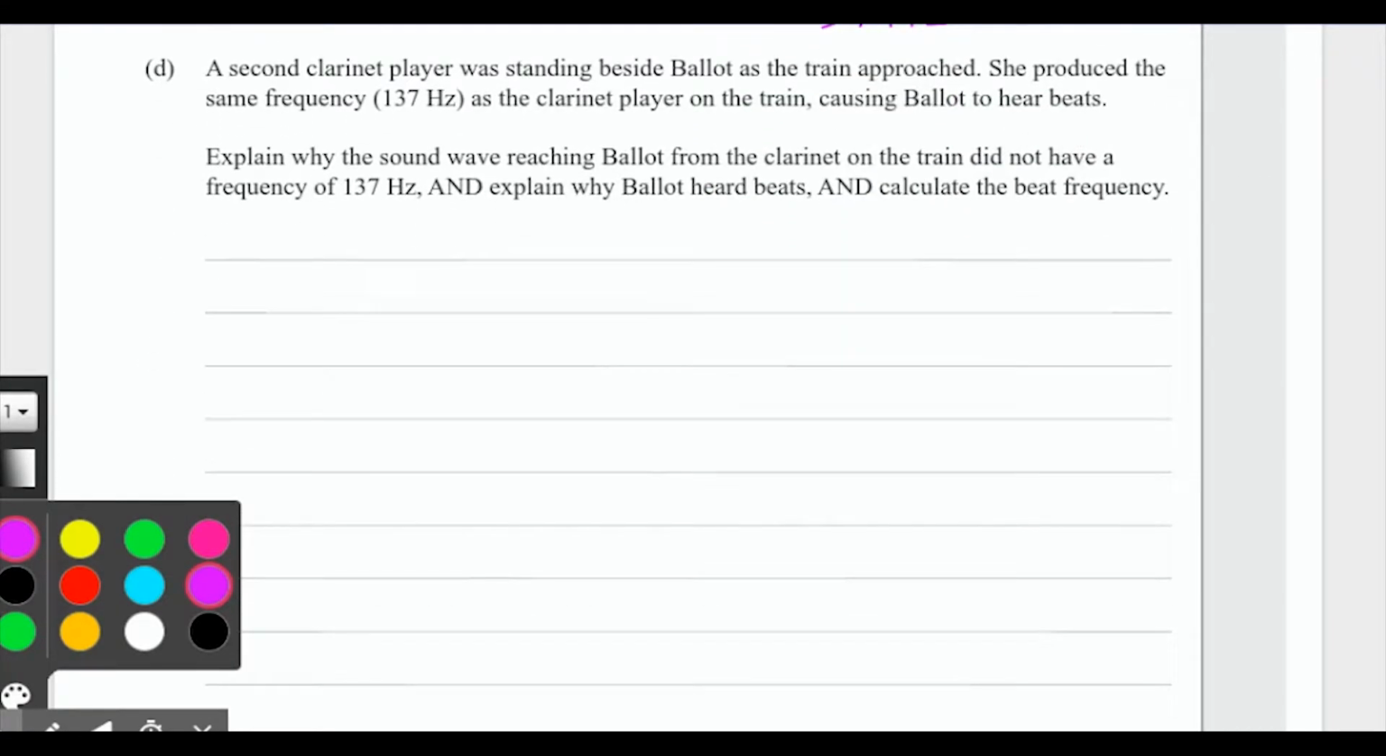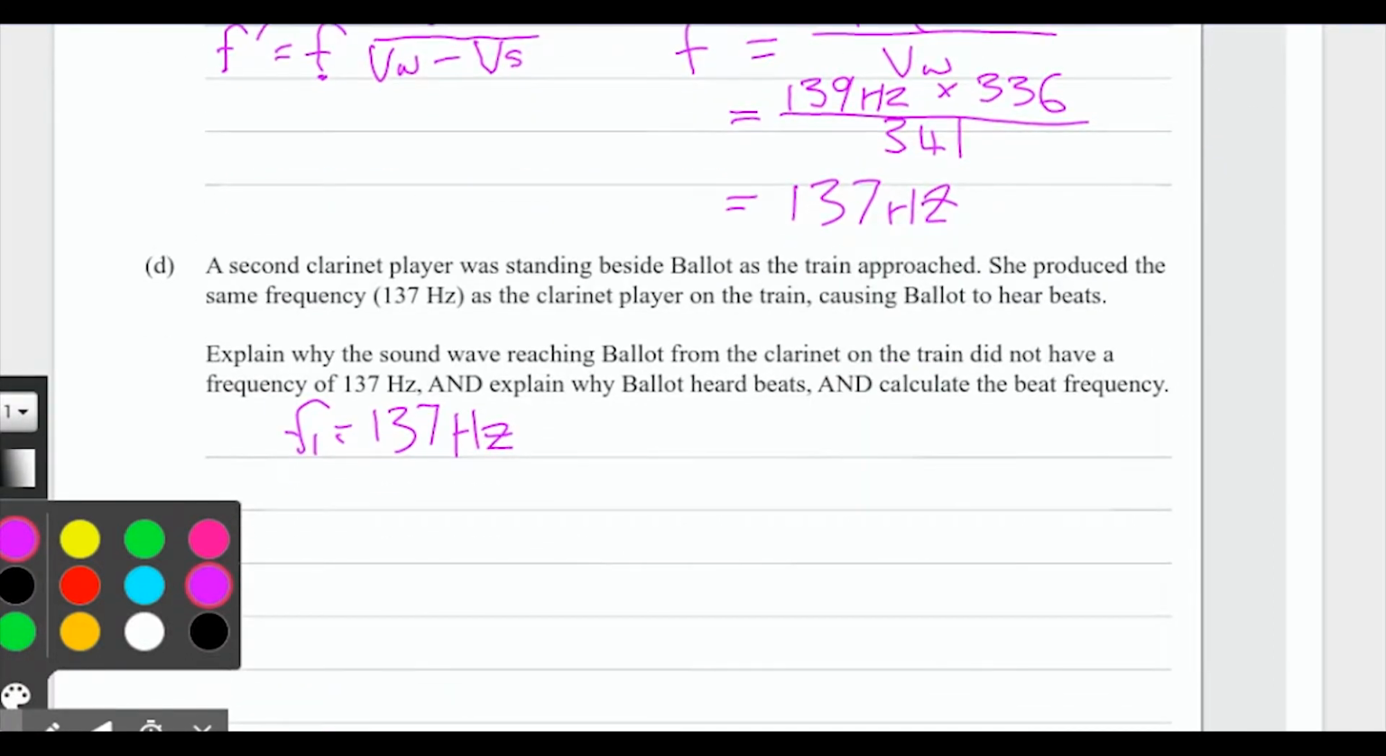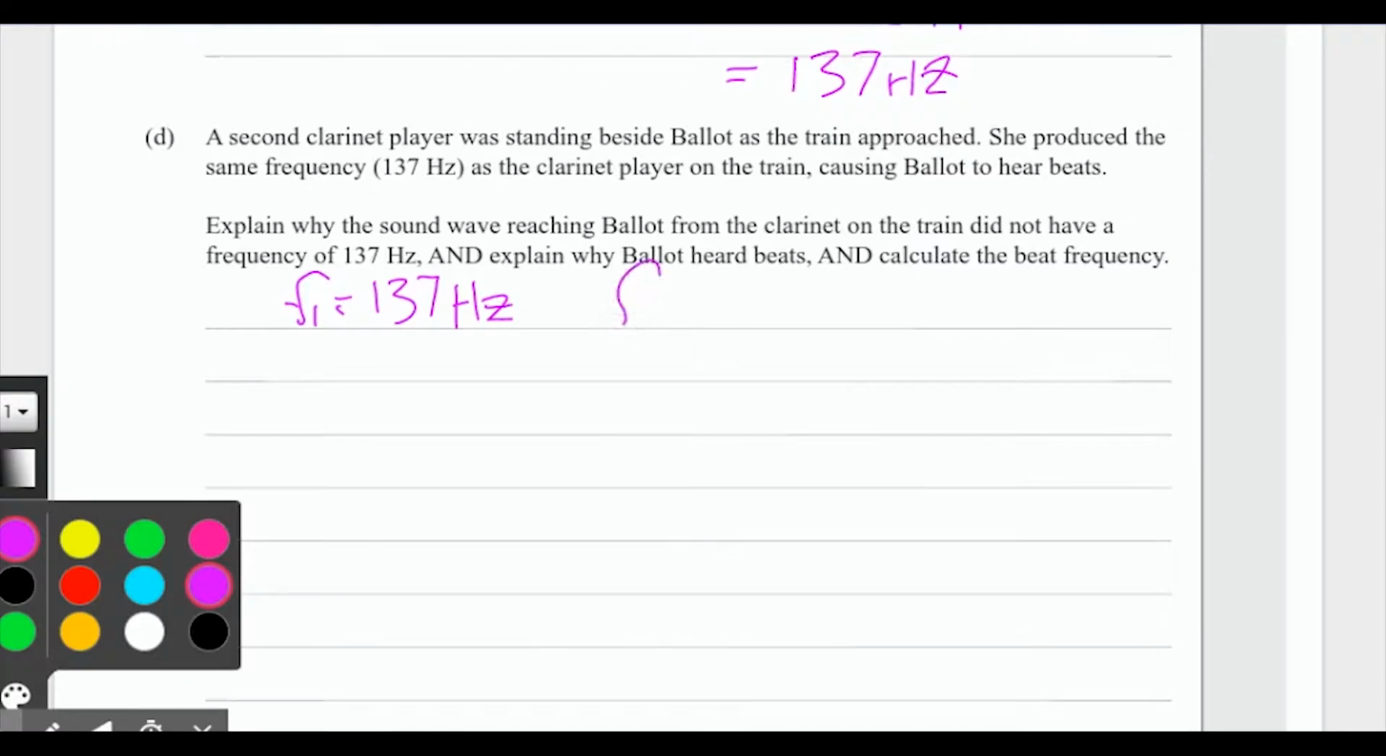A second clarinet player was standing beside Ballot as the train approached. She produced the same frequency as the clarinet player on the train, causing Ballot to hear beats. So Ballot is sitting there. She's getting one frequency, so our frequency 1 at 137 Hertz, and another frequency of 139 from the clarinet player on the train. Frequency 2 is 139. So one clarinet is right next to her, standing still and giving a frequency of 137, and the other is on the train, Doppler shifted, so we get that as 139 Hertz.